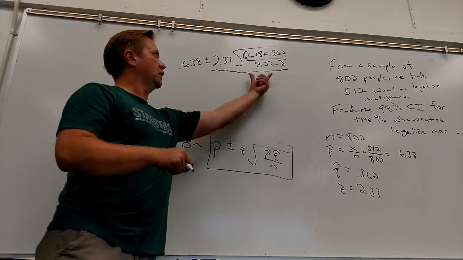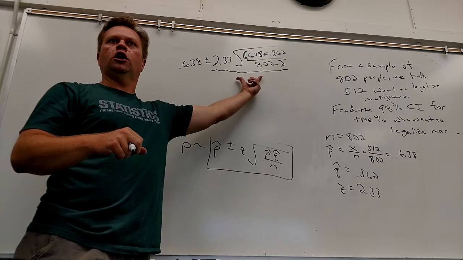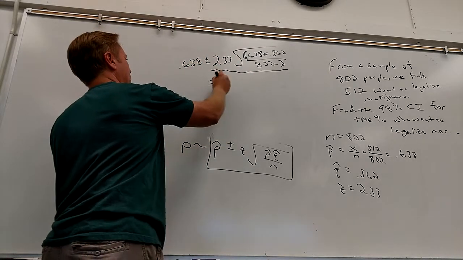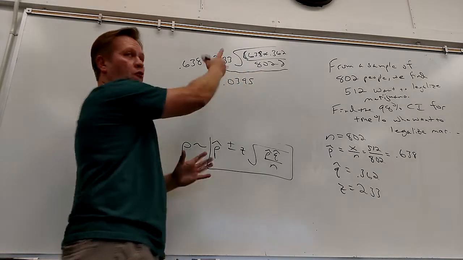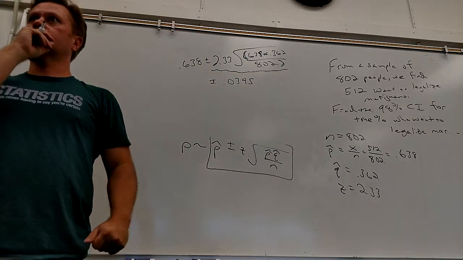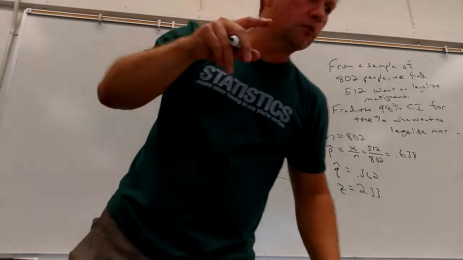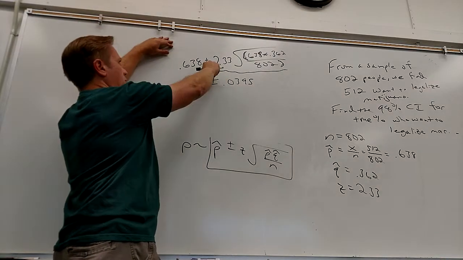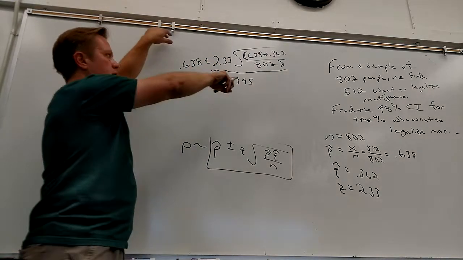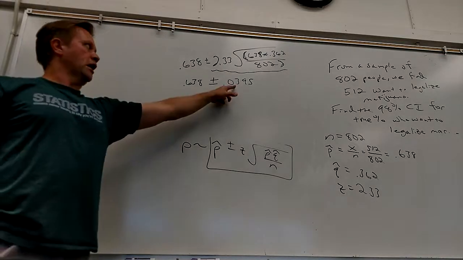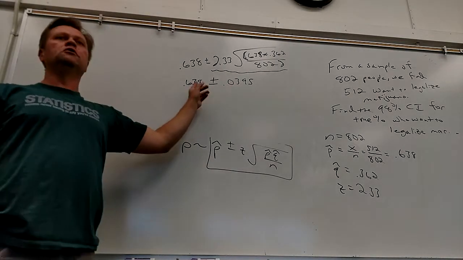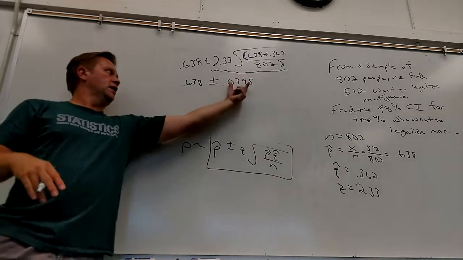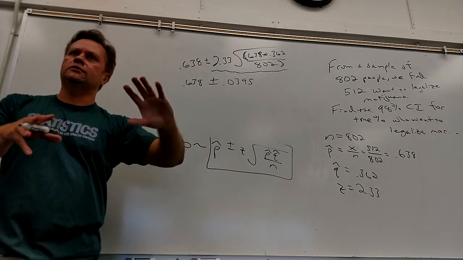All right, what do you guys get for the error? 0.0395. So I get 0.0395. It's like 4%, right? Plus or minus. So 0.638, give or take, 0.0395. So it's at the bottom of the screen. They say on the news, from a recent study, 64% of Americans would like to legalize marijuana. At the bottom it'd say plus or minus 4%.